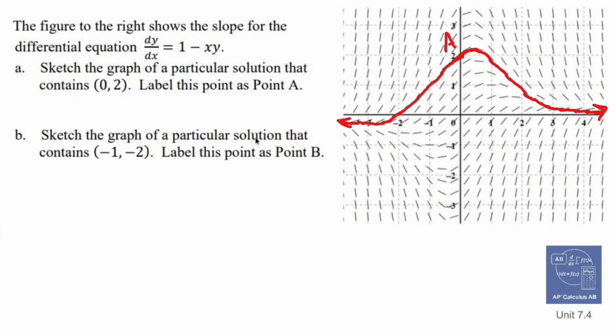Sketch the graph of a particular solution that contains -1, -2, which is going to be this guy right here. Now this one doesn't necessarily fall on the line. We're labeling it B, but we're still going to follow the pattern. So this seems to kind of do a similar thing here, right? This seems to kind of go up here a little bit and maybe level out there.